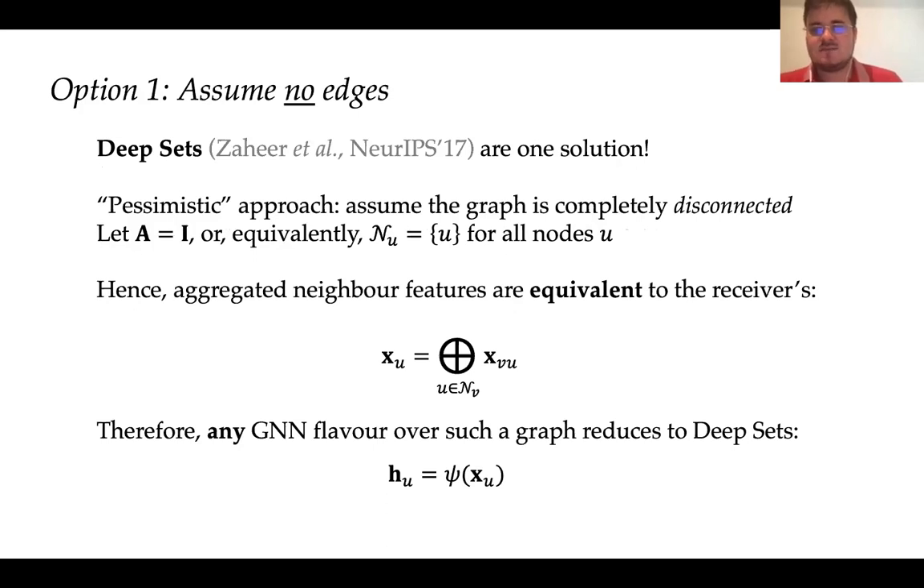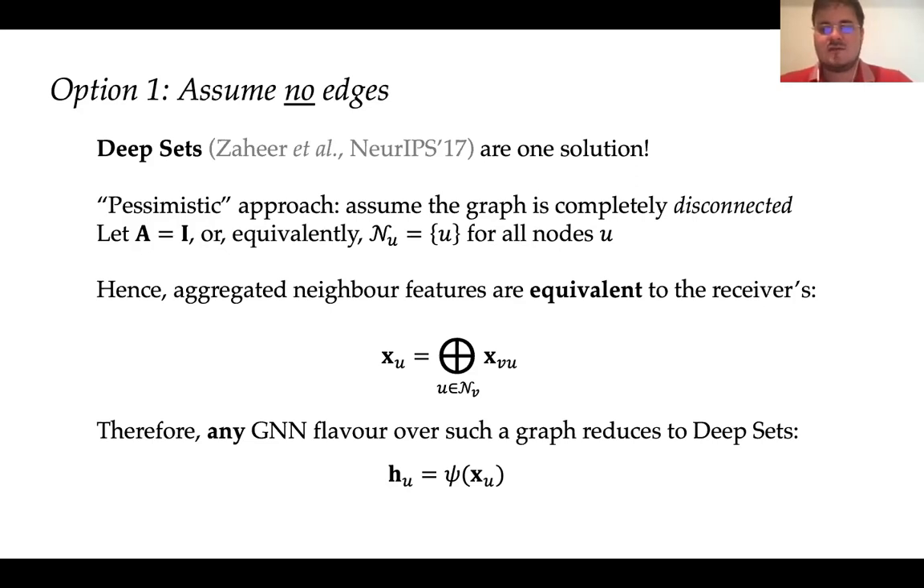So in this case, we can assume the adjacency matrix is the identity. So nodes are only connected to themselves, or equivalently, the neighborhood of a node is just that node itself with nothing else. And therefore, we can see that aggregated neighborhood features, the thing that we keep doing within graph neural network layers, are equivalent to just the receiver node's features, and therefore it's equivalent to the skip connection, which we had in our model before.